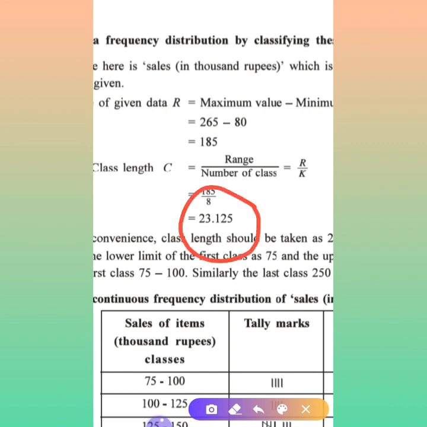Over here the class length is coming in decimals, 23.125. But children, class lengths are never taken in decimals, so we will take a round figure. 23.125 is near to 25, and that's why we will take the class length as 25.